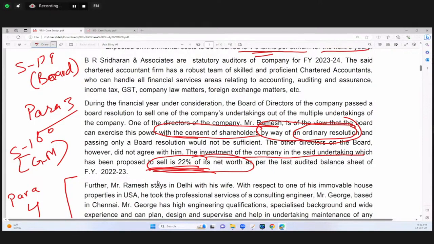If any debt is repayable by a director, then it cannot be remitted or its repayment time cannot be extended unless a special resolution is passed by the company. Company means general meeting.